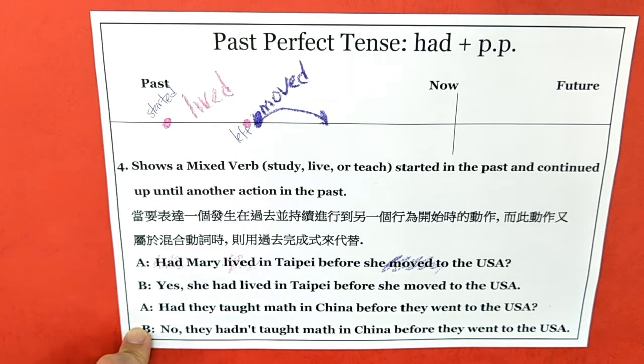All right, very good. Okay, exercise 3. Use the past perfect and simple past to make questions.